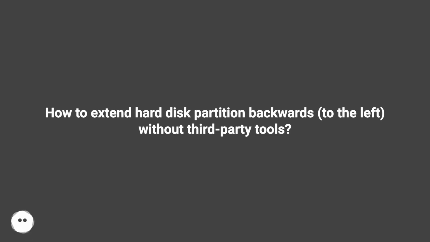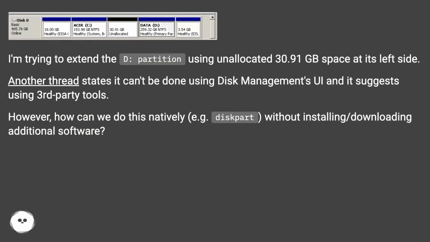How to extend hard disk partition backwards, to the left, without third-party tools? I'm trying to extend the D-column partition using unallocated 30.91 GB space at its left side. Another thread states it can't be done using Disk Management's UI and it suggests using third-party tools. However, how can we do this natively, e.g. DiskPart, without downloading additional software?